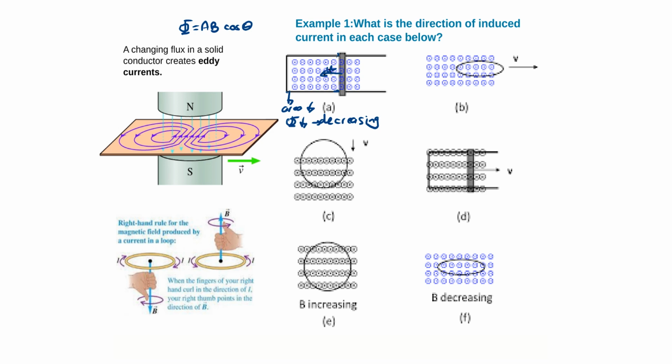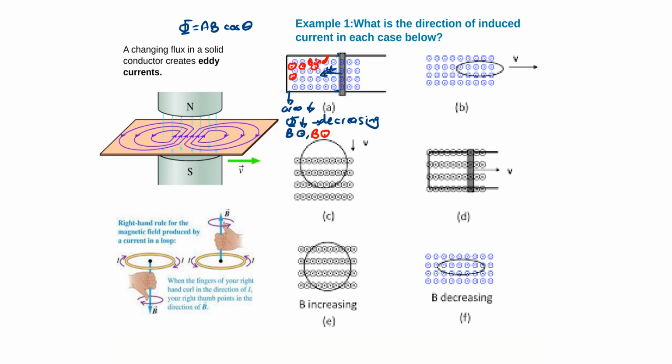My loop will not like that. B is out of page. Let me put my B induced in red. B induced will also be out of page, to stop that decrease and go back to where it was. It doesn't like that change. So B induced here will be out of page, the same direction as the background magnetic field, because again, background flux is decreasing and my loop doesn't like it.